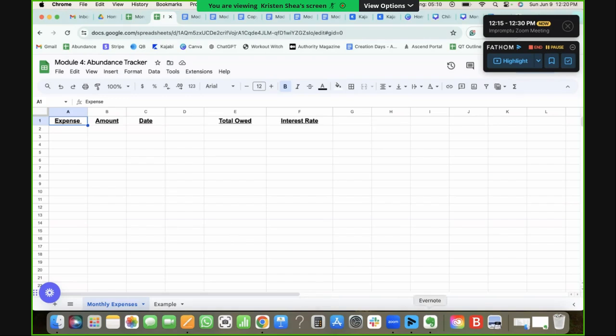So dive into your budget. This is your abundance tracker. Update it as needed, right? So as you pay things off or as you add new expenses.